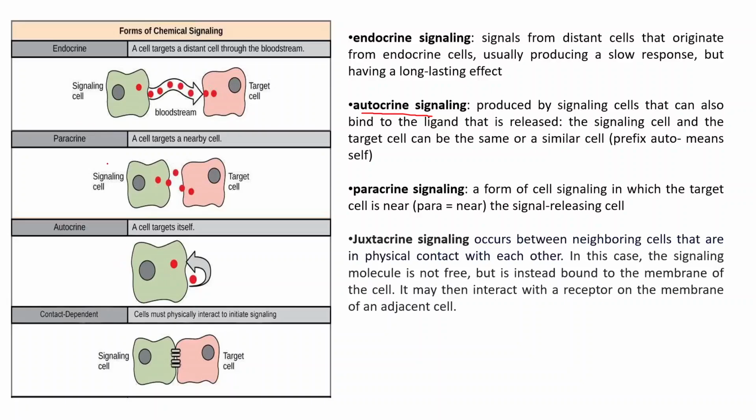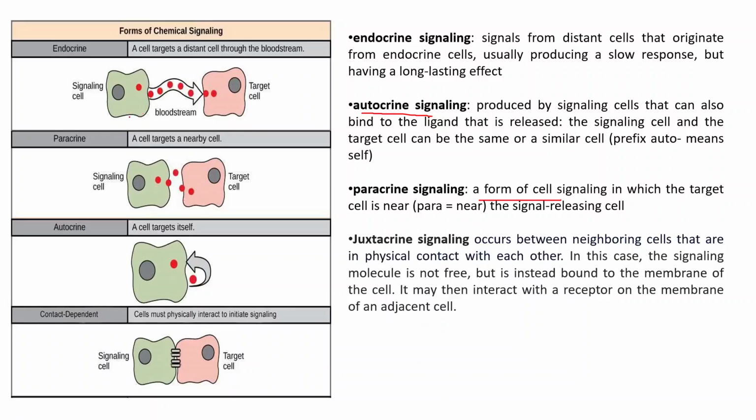Now you have paracrine signaling. What is paracrine signaling? Paracrine signaling is a form of cell signaling in which the target cell is near the signal-releasing cell. For this kind of signaling to happen, the two cells must be near each other. The signaling cell will release the signal and the target cell will receive this signal, so they should be near to each other.